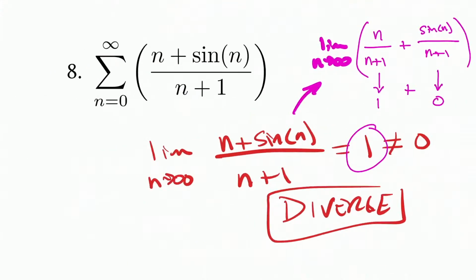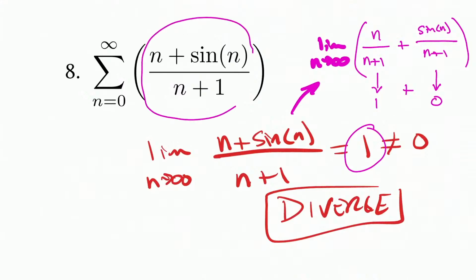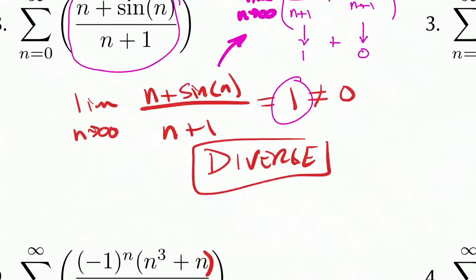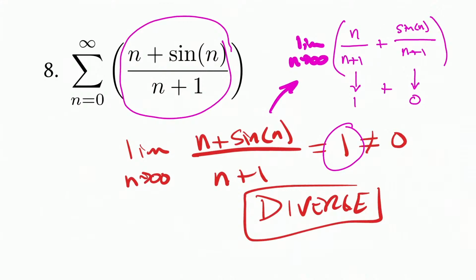But anyway, since the limit of the term is non-zero, this diverges. So this is that little thing that I snuck in there. It was actually in the very first, it was in section 11.2, but we just didn't do it in class for some reason. But this is that limit of the term is non-zero. So for sure you're diverging.